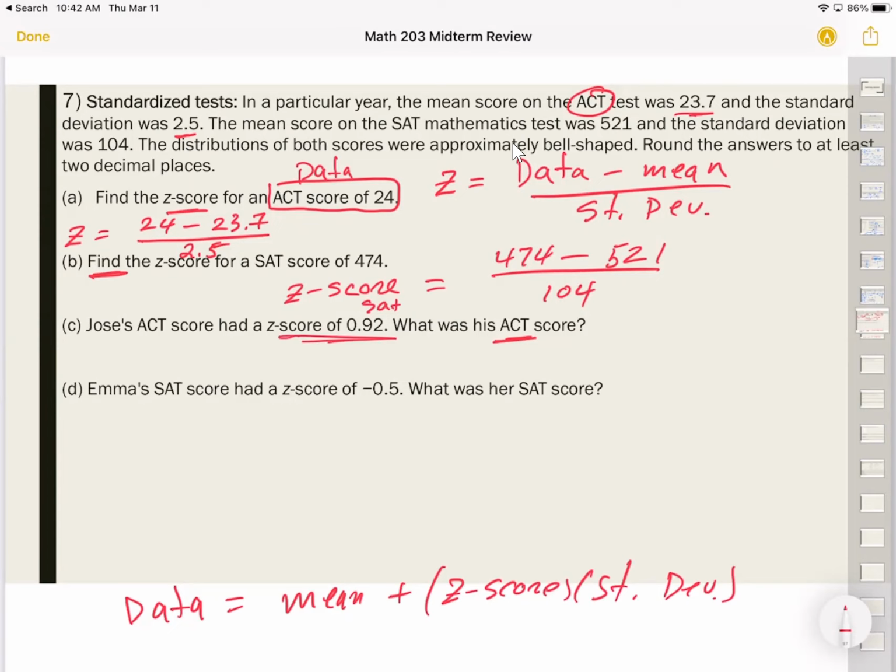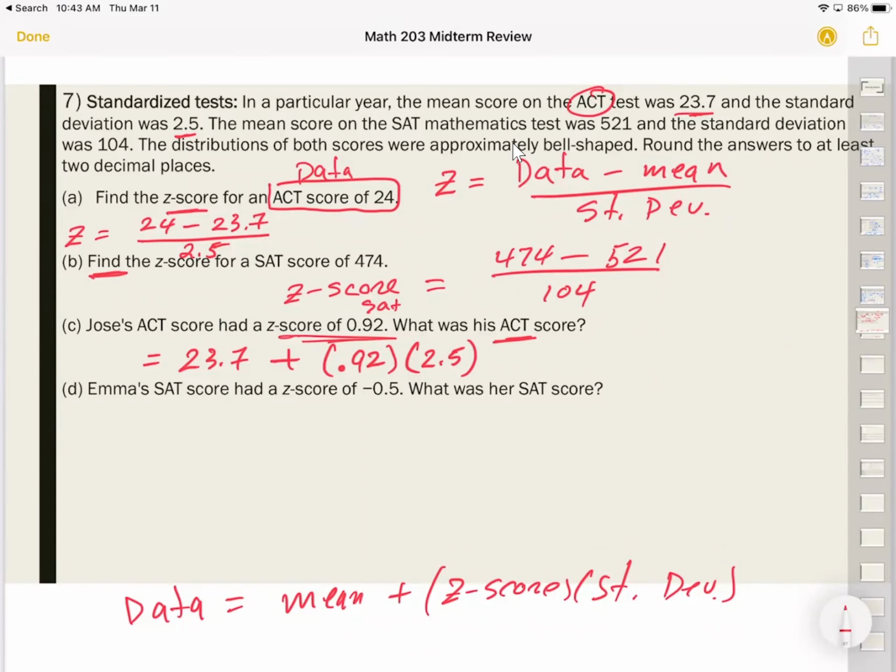So the score is equal to the mean for the ACT, which is 23.7, plus the z-score that they have, 0.92, times the standard deviation for the ACT, which is 2.5. So if you plug this in, 23.7 plus 0.92 times 2.5, you should have the ACT score.